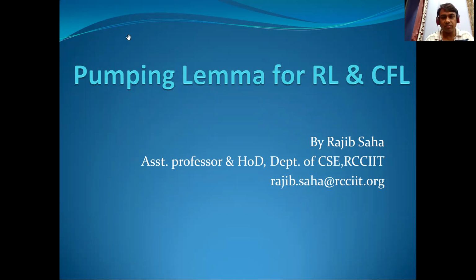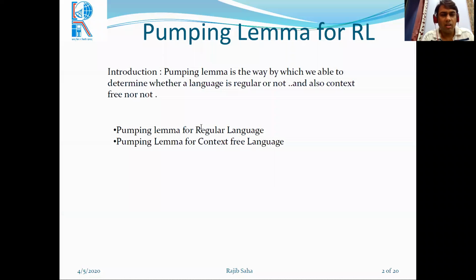So now, what is pumping lemma? First we need to understand that. Pumping lemma is basically a lemma or a theorem through which we will be able to determine whether a language is regular or not. If it is context free, whether it is context free or not.